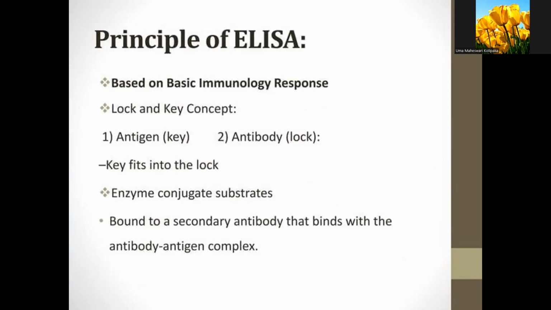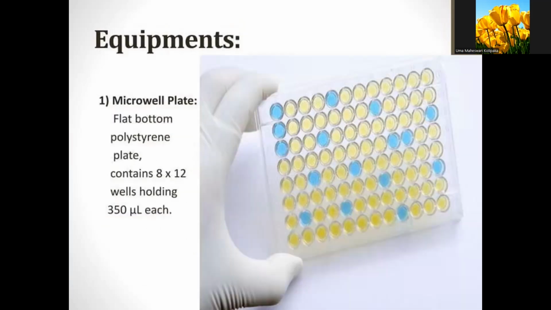Principle of ELISA. It is based on the basic immunological response, the lock and key concept, antigen and antibody. One acts as the key and one acts as the lock, so the key fits exactly into the lock. And the enzyme conjugate substrate is bound to a secondary antibody that binds with the antibody-antigen complex.